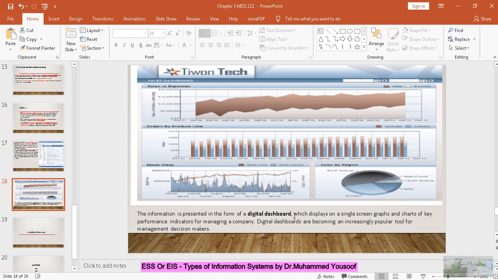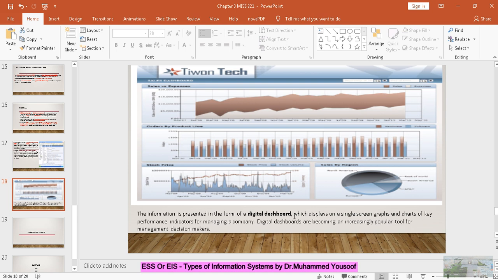What is a digital dashboard? You have the dashboard of a car. In a dashboard of a car, you have many controls, audio controls, the speed control, the fuel indicator, the RPM, how many rotations are made by the wheel. So many things are seen in the dashboard. Similarly, this is called a digital dashboard of ESS, where you can see different parameters of the organization which you are interested to see.